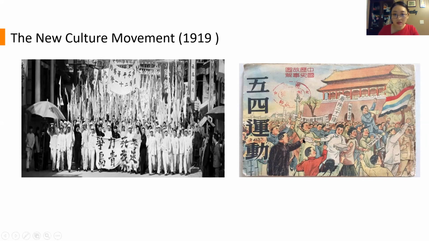Here are two pictures that show the actual movement, with people going onto the street and raising their flags, and declaring and advocating for democracy and independence.